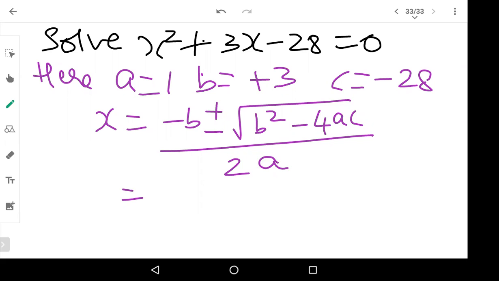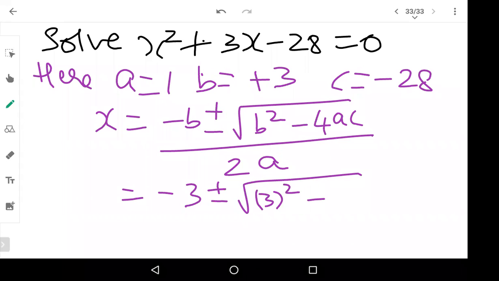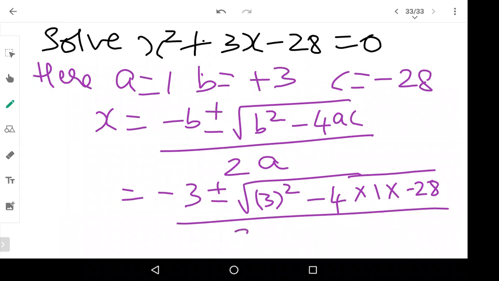Substituting, b is going to be minus 3. Here it is plus 3, right? And then this minus has to be considered. So x = (minus 3) plus or minus square root of (3 square minus 4 into a is 1 into c is minus 28), whole divided by 2 into 1.